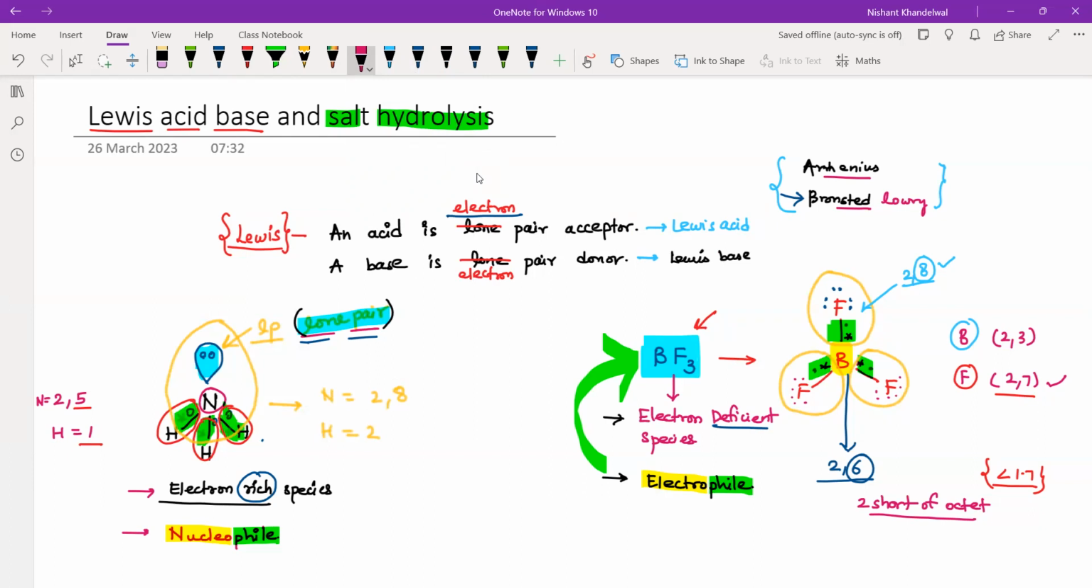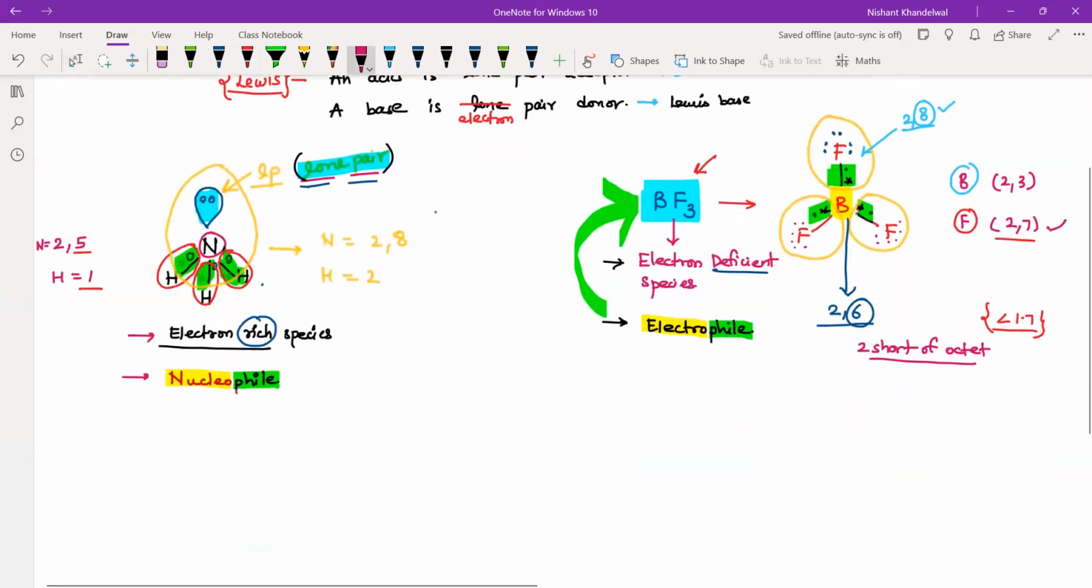It's just like someone who is thirsty will go towards water, or towards a lake or river. So this will be a Lewis acid, and this will be a Lewis base. Make sure you write Lewis before this.